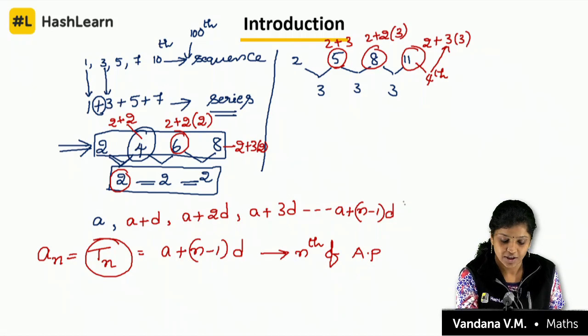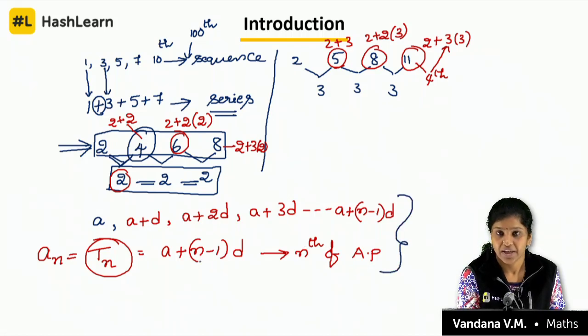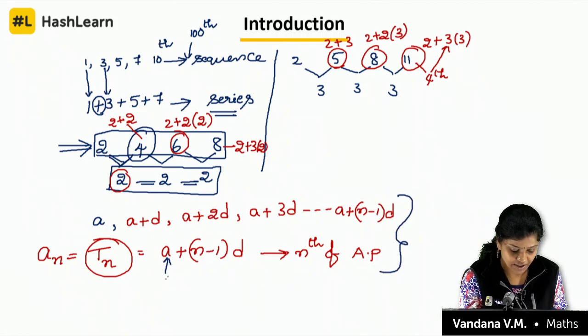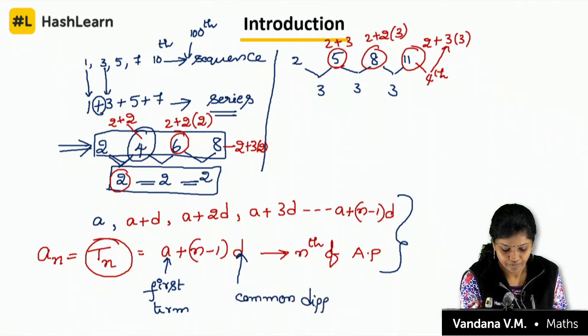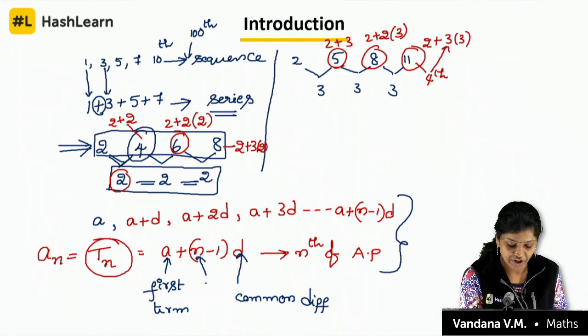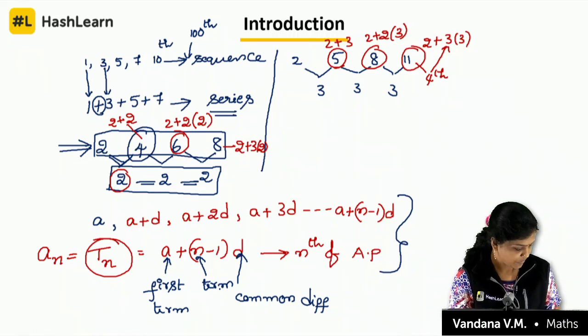a plus d, this is the arithmetic progression. Here, a represents the first term, d represents the common difference, and n represents which term we have to find out.